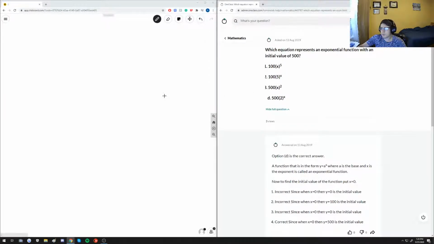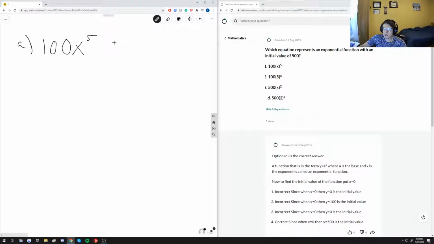Which equation represents an exponential function with an initial value of 500? Okay, so we're going to go through all of these one by one and say whether they do or they don't represent an exponential function with an initial value of 500. So for the first answer choice, we have 100x to the fifth.